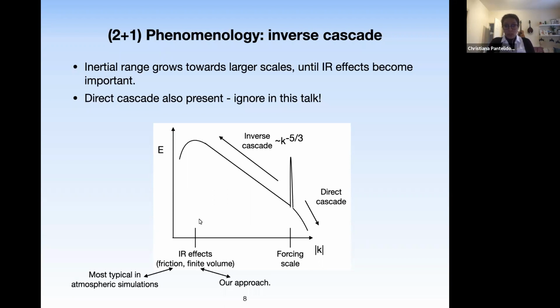Now, if the system was infinite, this inertial range here would extend all the way. But for all practical purposes, the systems are never infinite. Okay, either because we're in the lab and we have a sample that has a finite size, or because we are doing numerical simulations and we can only simulate a finite size of grid points. So there will always be an IR cutoff here. And what precisely happens at that scale depends on what precisely we do.